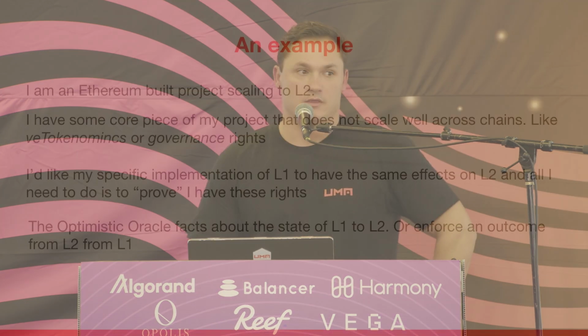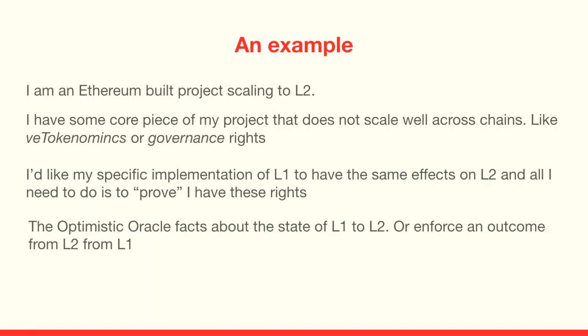That change in thought pattern will be really efficient for most teams, so that they don't always lose the opportunity cost of having to transport from L1 to L2. And so this oracle idea of cross-chain validation has two things. I can prove the state of something on L1 to L2, or I can enforce an outcome from L1 to L2.